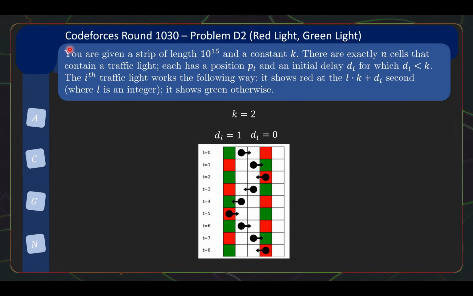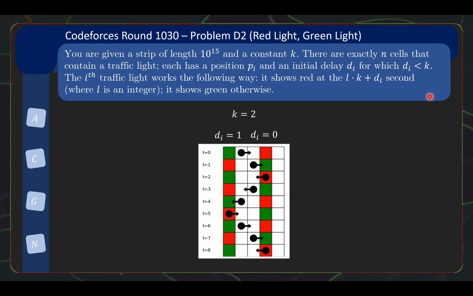Okay, so the problem is taken from a recent Codeforces round and it's titled Red Light, Green Light. So the problem statement is as follows. Now as usual, the problem statement can be quite long, so I've broken it up across a few slides. Okay, you are given a strip of length 10 to the power 15 and a constant k. There are exactly n cells that contain a traffic light. Each traffic light has a position p_i and an initial delay d_i, for which d_i is less than k. Okay, the i-th traffic light works the following way. It shows red at the l·k plus d_i second, where l is an integer, otherwise it shows green.